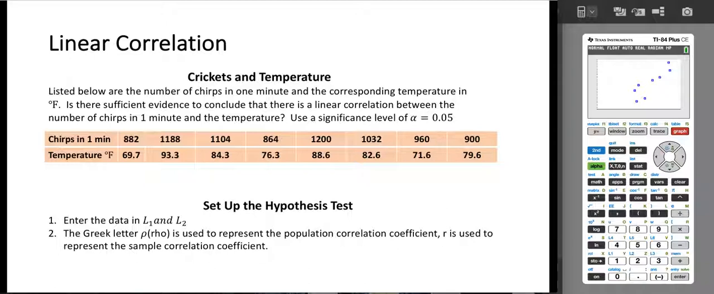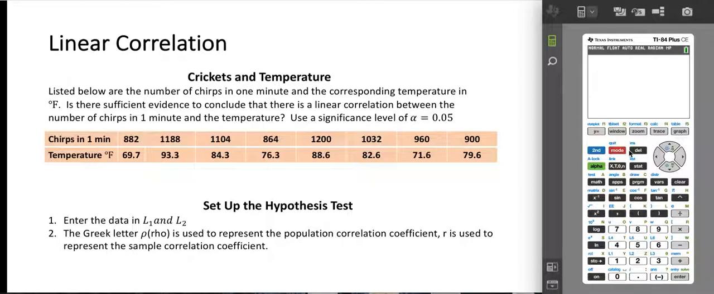Okay, so now let's use a hypothesis test to answer this question about whether or not there is linear correlation between these two variables. So we're going to have to set up the hypothesis test. We already did that. We entered the data in list 1 and list 2. If you haven't done that already, go ahead and do that in your calculator. And when we set up this hypothesis test, we're going to use this new variable, which we're going to be calling rho.